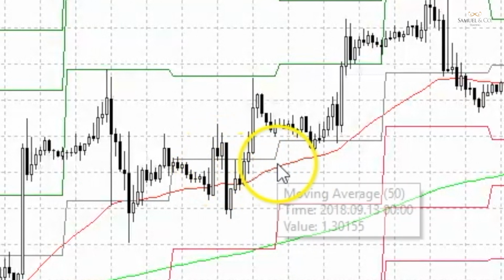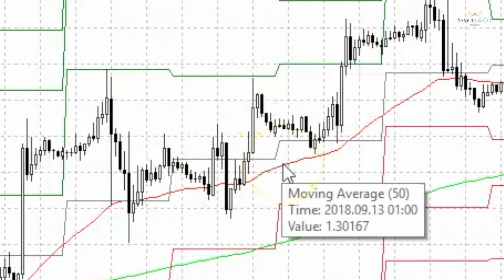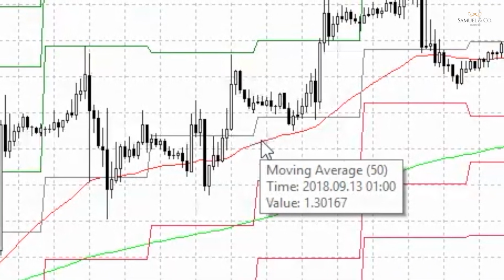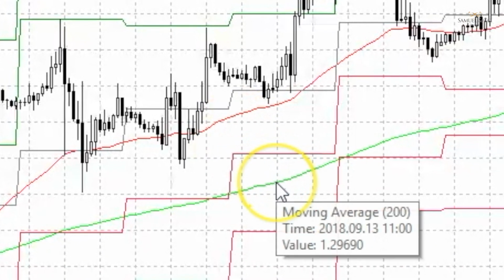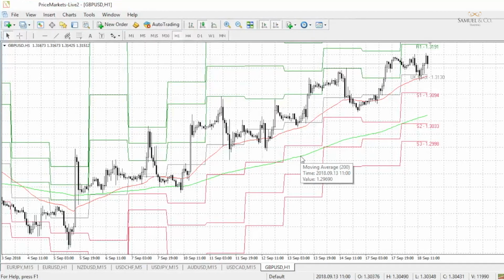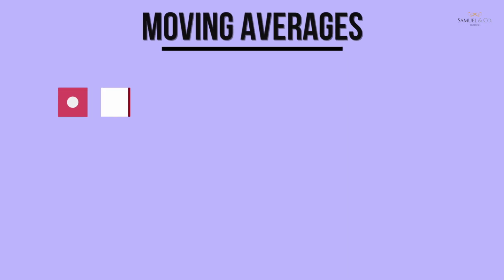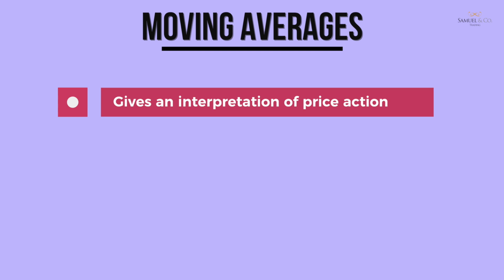I've plotted here my 50 moving average, which is my red line here, and my 200 moving average, which is my green line. Moving averages are trend following or lagging, which means that basically it's based on previous price data. Remember, the only thing that's completely up to date is the movement of our candlesticks, and the moving averages are just giving us an interpretation of price action.